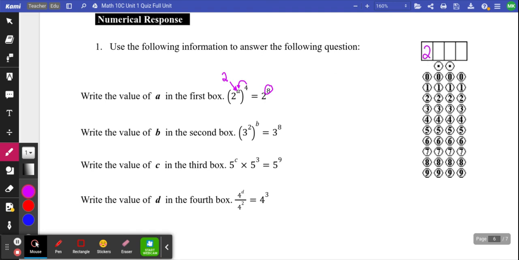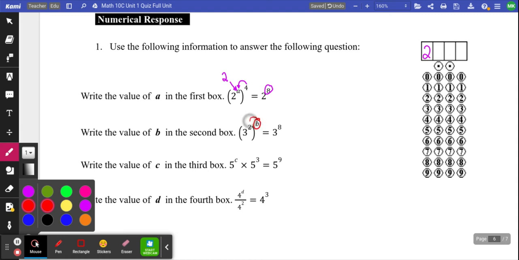The same rule applies here to B. That has to multiply in. Something times 2 becomes 8. That would be 4. For C, I'm multiplying bases, which means I add the exponents. So C plus 3 became 9. So something plus 3 became 9. That would be 6 plus 3 became 9.